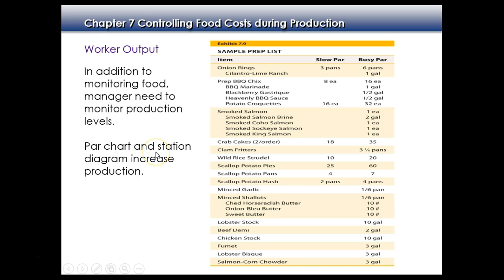And like I said, the station diagram is very important to show how the station should be set up. Not only that, having all the utensils that are needed will help keep the cooks in their station, in their place, able to produce more work instead of running back to the dish area and grabbing a ladle or something.